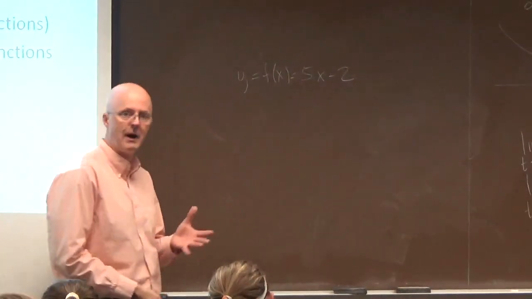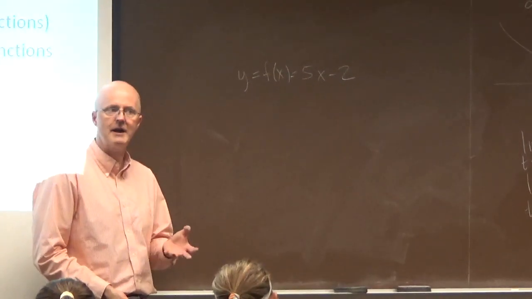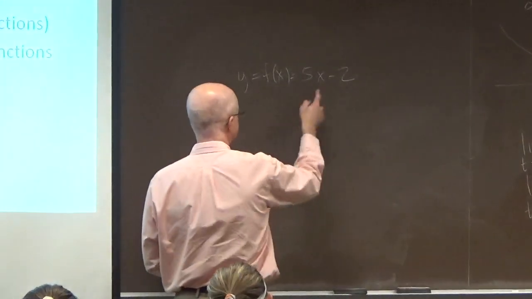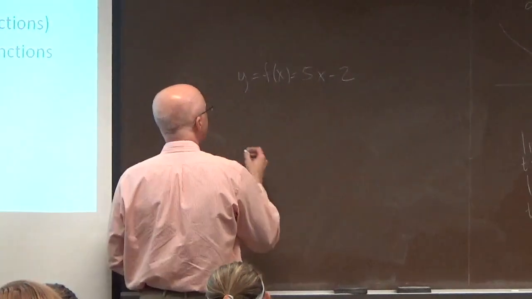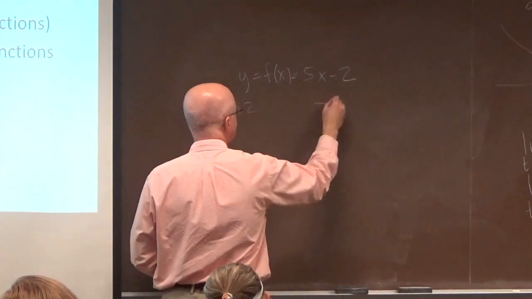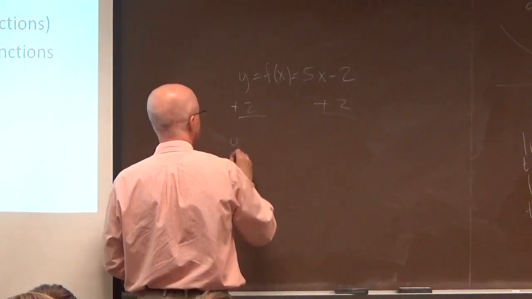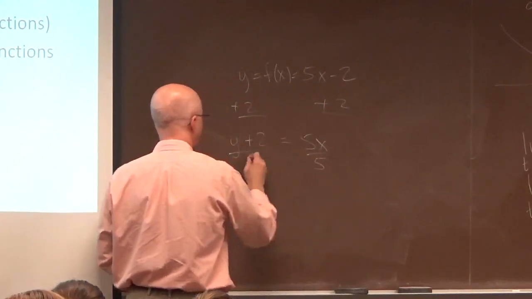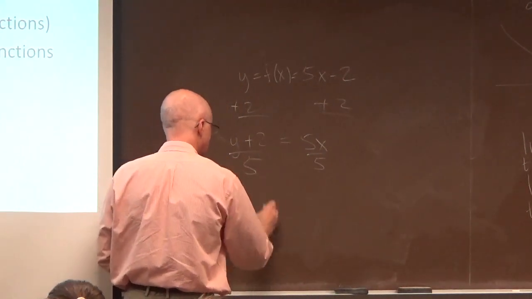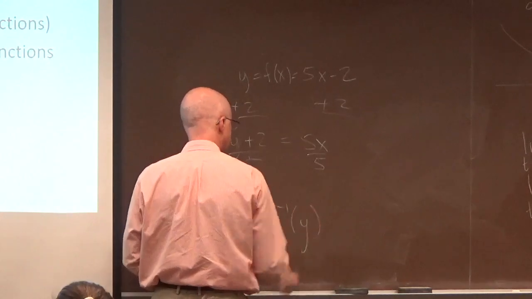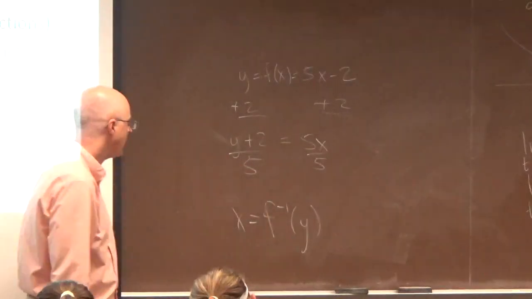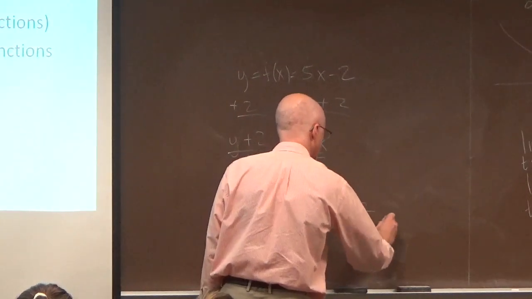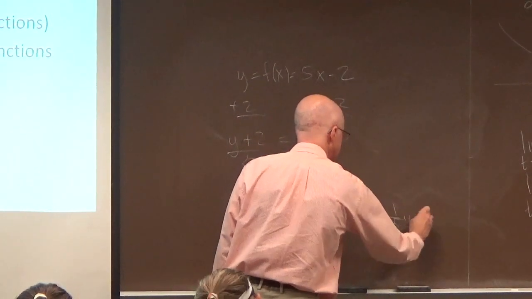Essentially, you're just trying to swap the roles of x and y. You're trying to solve for x as a function of y. This is y as a function of x. So add 2 to both sides. We're trying to isolate x. Then divide both sides by 5. X as the inverse function of y would be y plus 2 over 5. 1/5 y plus 2/5.